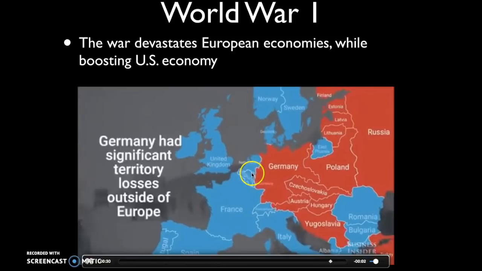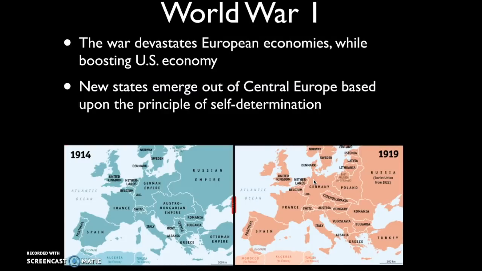The German Empire doesn't change in a significant way. They lose some territory to France here on the boundary, but generally speaking, Germany is not as significantly punished as some nations like France wanted. Right? Some nations like France were advocating for Germany to be broken up, and it wasn't in fact broken up, but it did experience significant loss of territory in its colonies. So for example, in places like the German colonies in Africa, which were taken and then controlled by the League of Nations as mandates. So new states emerge out of Central Europe based upon the principle of self-determination, right?